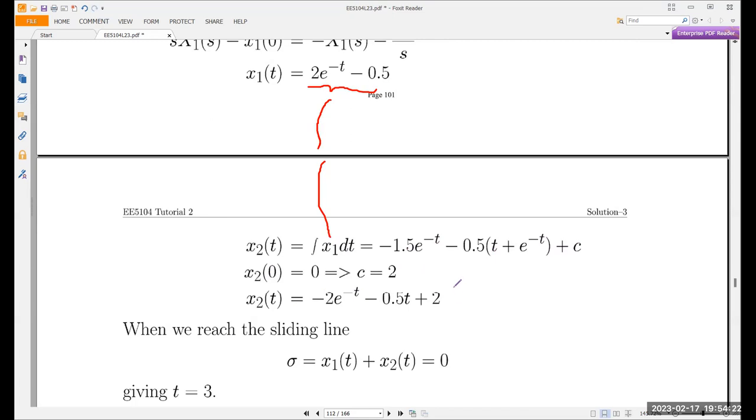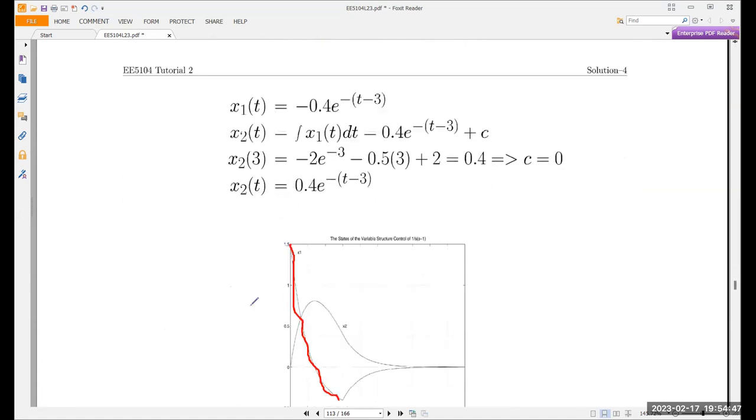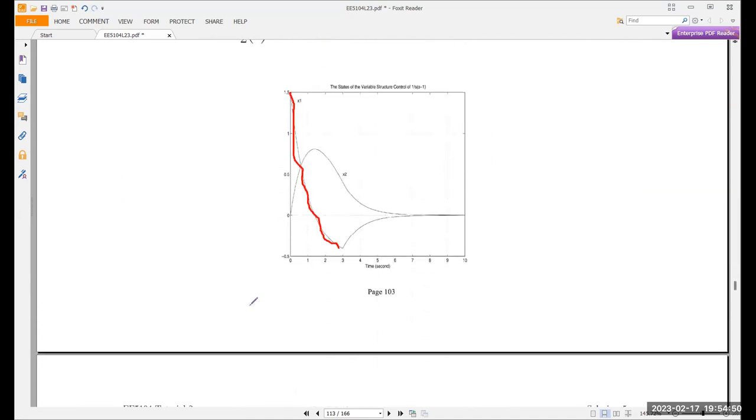Then once you get x2, you can draw. You go and draw t equal to 0. T equal to 0, what is x2? It will be 0 because this 0, this minus 2, this plus 2, this 0. So x2 is 0. Then t equal to 1, what is this? T equal to 2, what is this? T equal to 3, what is this? So if you do that, you will get this curve here.